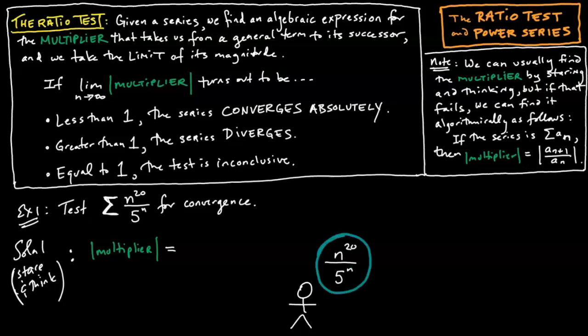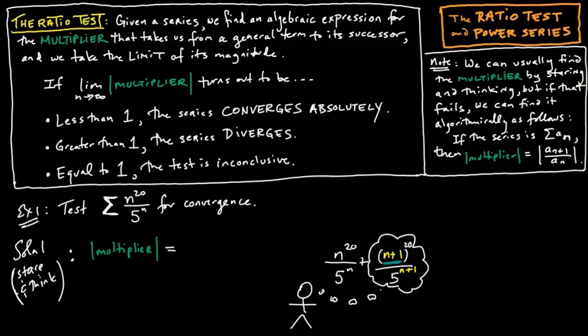The general term of the series is n to the 20th over 5 to the n. So he's got to think about what the next term is going to look like. The next term is, of course, very much like the previous term, except everywhere there's an n, there's now going to be an n plus 1. So that we have the 20th power of n plus 1 over 5 to the n plus 1. And what we have to think about is, what is the multiplier that will take us from the general term to its successor? Well, this isn't hard to see.